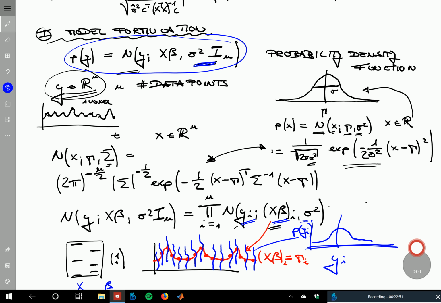So this is what this formalization of the model means. The data that we're trying to model is the time series of a single voxel. We model it like we saw last time with the product of a design matrix and a beta parameter vector.